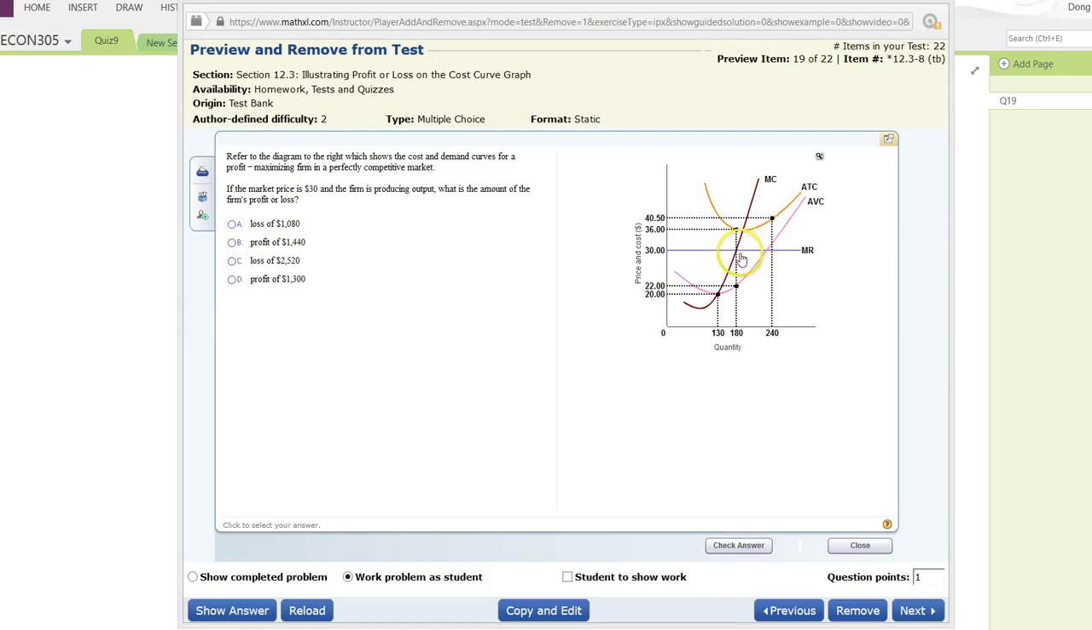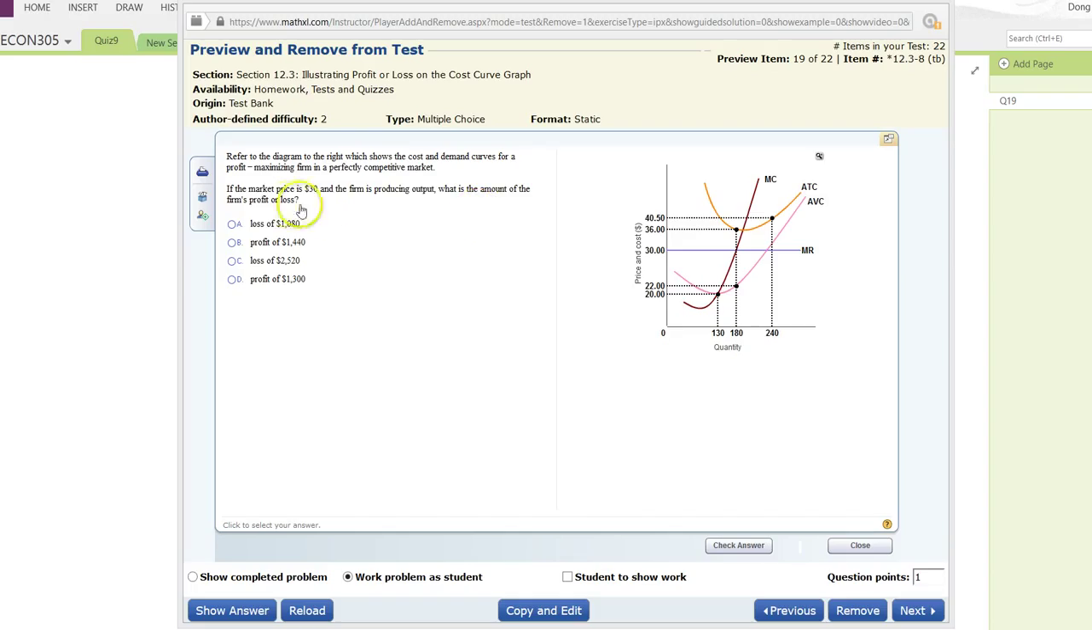So the profit maximizing point is determined by the intersection of this horizontal marginal revenue curve and this marginal cost curve. So it's right here. This point has a price of $30 and the output is 180. So we know the price, we know the output.